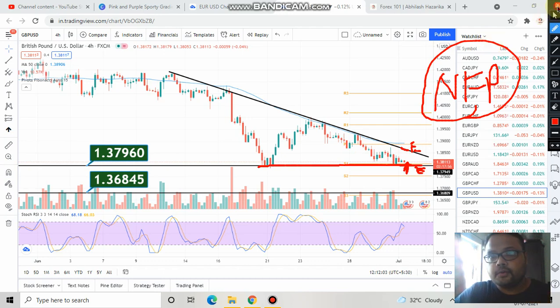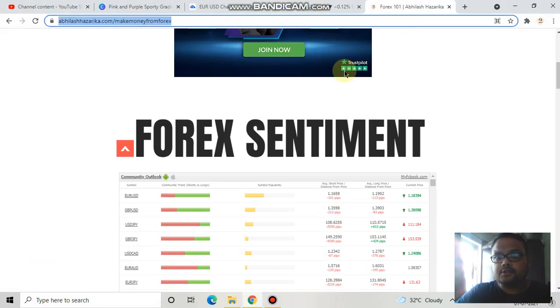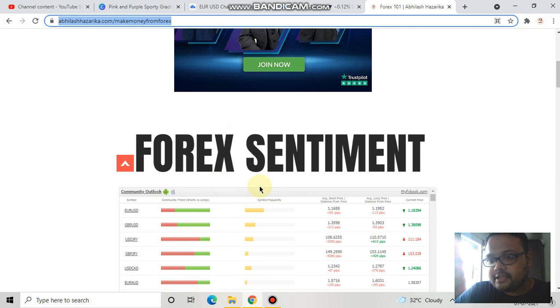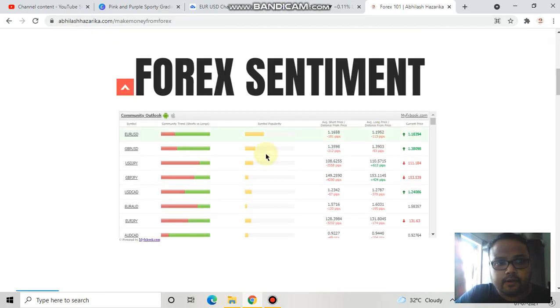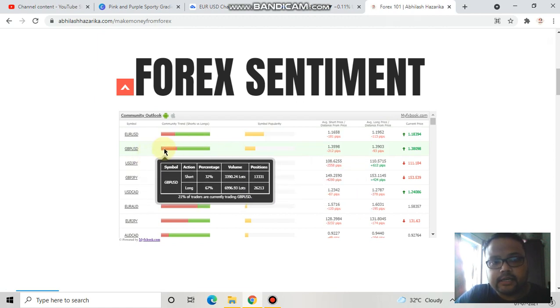I would like to show you the Forex sentiment meter also. Okay, this is the Forex sentiment meter. If you want to check the Forex sentiment meter, then please go to my website avilashajarika.com, and under Forex 101 section, you will find the Forex sentiment meter. In the Forex sentiment meter also, you can see that 32% traders have taken short position and 67% traders have taken long position.